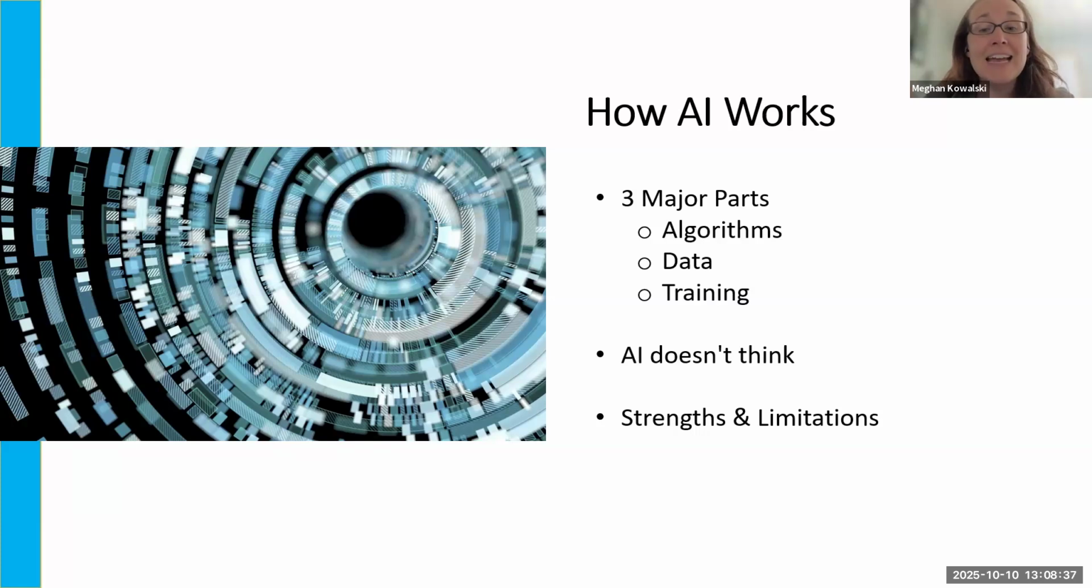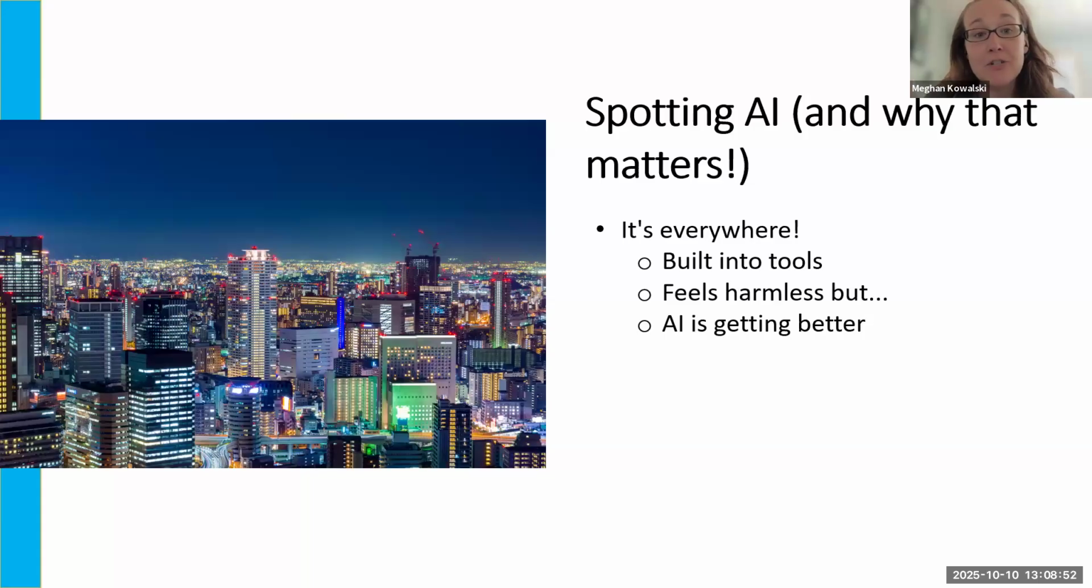And so remember, AI is only as good as the data and instructions behind it. So garbage in, garbage out. The more work that went into designing and training the AI model, the better it will operate in the long run. And spotting AI matters because AI is everywhere.